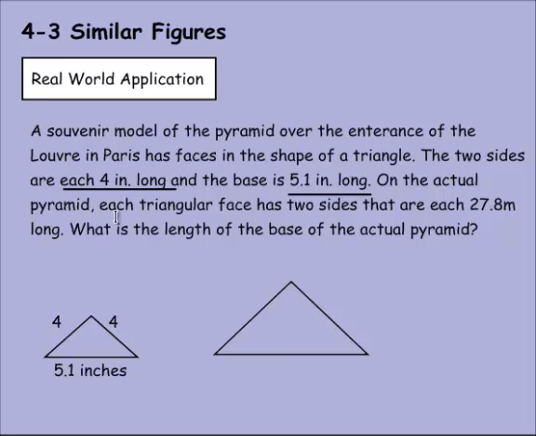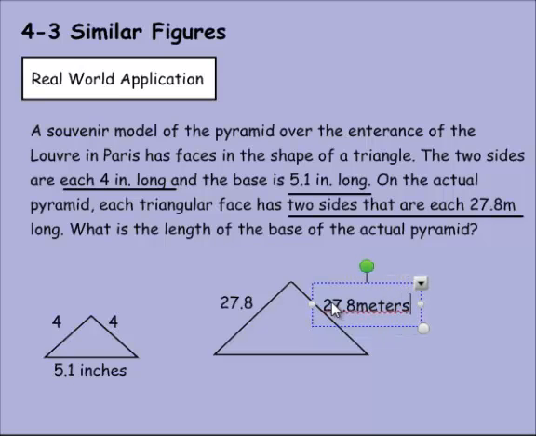On the actual pyramid, each triangular face has 2 sides that are each 27.8 meters long. So the similar sides are 27.8. So here we had 2 4s, so this is where the 27.8 would go on the actual pyramid. 27.8 meters then. So how many meters is the base going to be? I'm going to do B for base.